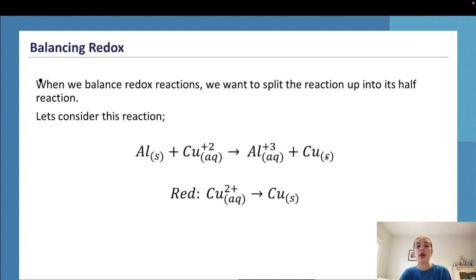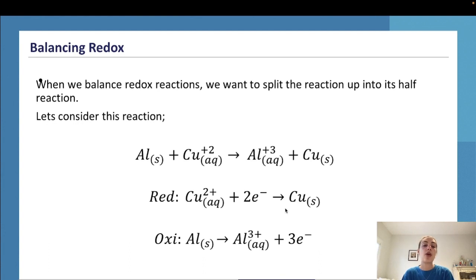And so we can see copper solid has a charge of 0, whilst copper 2+ obviously has a charge of +2. So its oxidation number is going from +2 to 0, hence it is gaining 2 electrons, because we're remembering that electrons have a negative charge. So by gaining 2 electrons, it's going from +2 to 0. So we can say the gaining of electrons is reduction, and we're going from copper 2+ to copper solid. So we can write that as our reduction reaction.